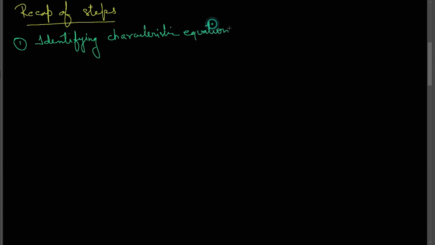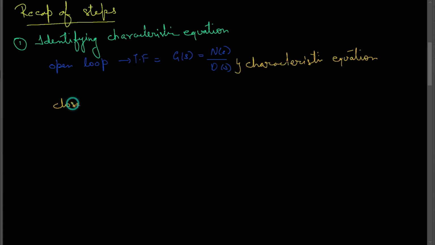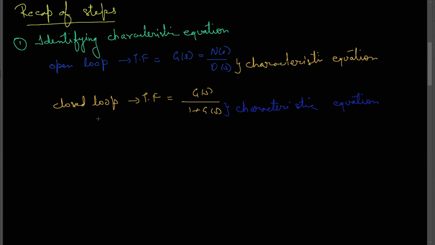Let's do a recap of all the steps involved in RH criteria. The first step is identifying the characteristic equation. Now when it's the open loop system, the denominator of the transfer function becomes the characteristic equation. But when there is a closed loop system, we will use the closed loop formula of G(s) upon 1 plus G(s), and 1 plus G(s) is taken as the characteristic equation.